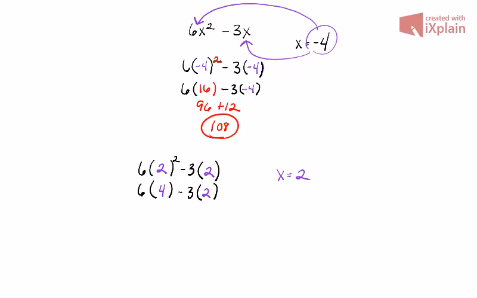Now we can take care of multiplication. This results in 24 minus a negative 3. So in this case, a negative 3 times a positive 2 would give you that negative 6. And then 24 minus 6 gives us 18. And there's your answer for that case.